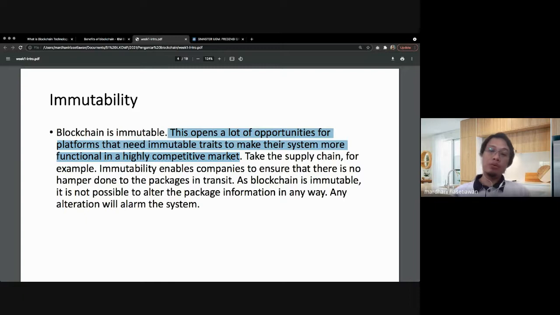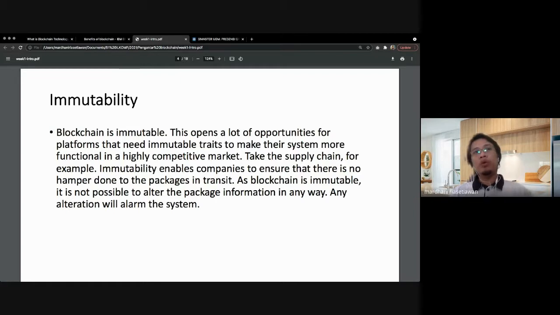We don't need to think a lot about what is behind the blockchain technology. But the most important thing is I can use it, and then my system can be immutable. Yeah. I can make my system have the functionality for the highly competitive market. So that's the important part. We can see in here, like in the supply chains, for example. Yeah. So that's why it's very important, yeah.